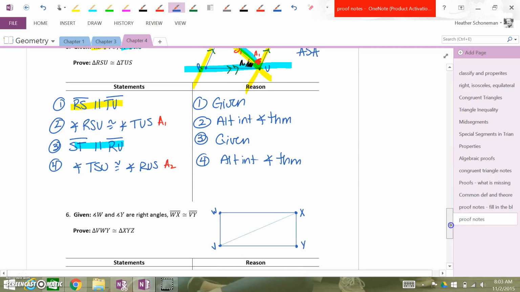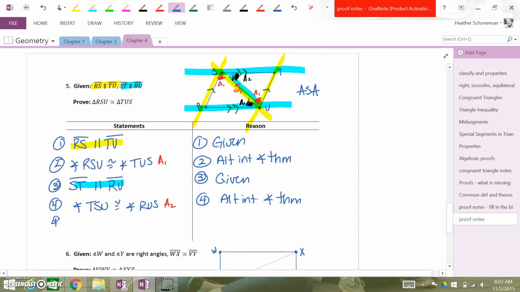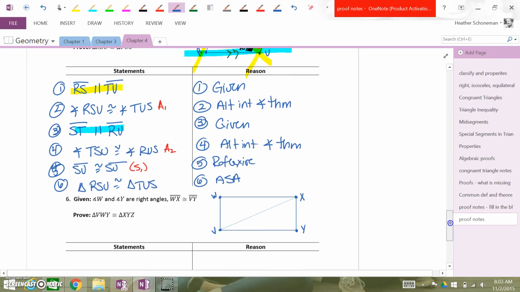Got one more fact to go, and that would be the segment in the middle. So we're going to say, this is 5, that SU is congruent to itself. That's easy. That's the reflexive property. And that's our side. So now we have our 3 facts. So now we can make our conclusion. The triangle RSU is congruent to triangle TUS, and our reason is angle, side, angle. You're always going to end with the triangles being congruent and then whatever reason you have.